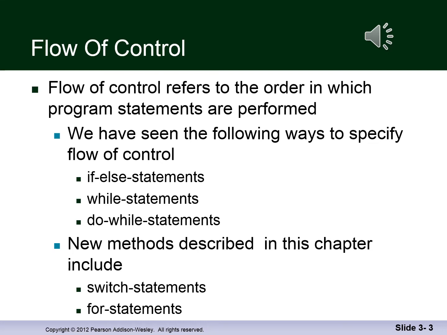looping 0 times. That will never happen in a do-while loop because the do-while loop contains the condition to be evaluated as true or false, which determines whether or not we will loop, at the end of the body of the loop. So the block of code within the loop is executed a minimum of 1 time before an evaluation is made, which determines whether or not we will continue, move back up to the do, and execute the loop statements. New methods described in this chapter are switch statements and for statements. We will get to those momentarily.